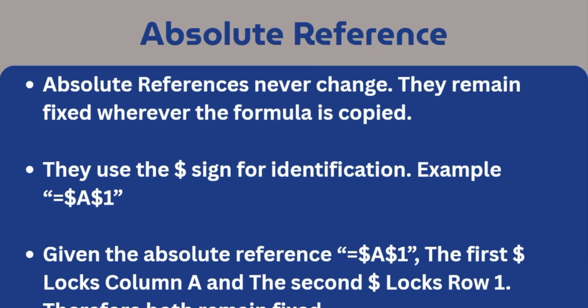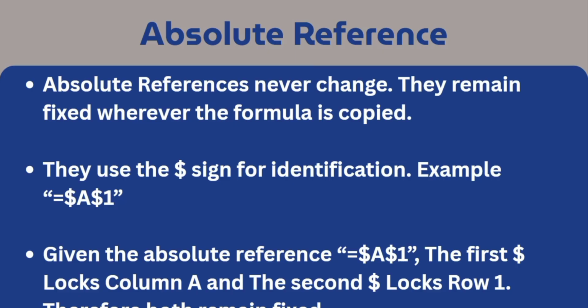What is an absolute reference? An absolute reference never changes. It remains fixed wherever the formula is copied. It uses the dollar sign for identification. For example, $A$1. This means it is an absolute reference.